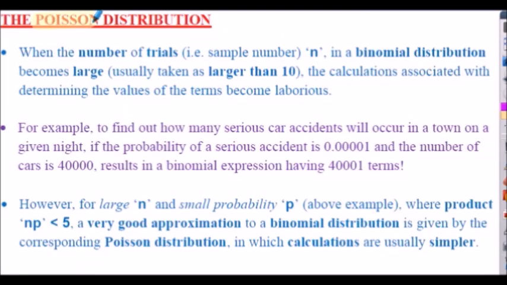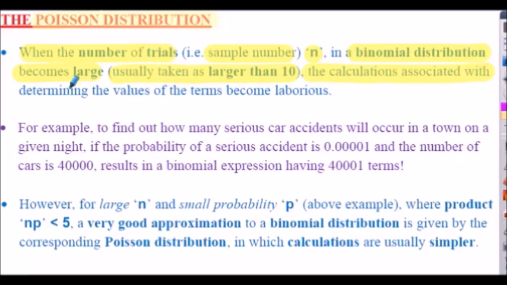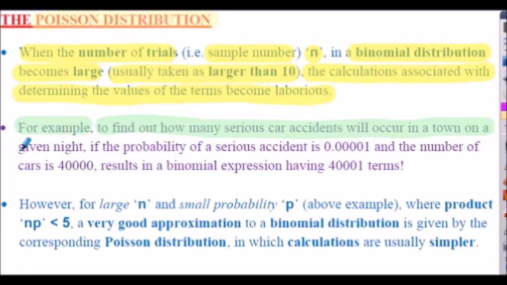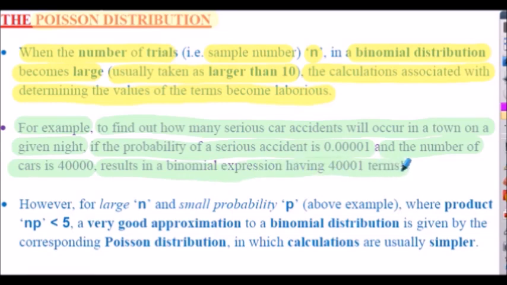Let's consider the Poisson distribution. So when the number of trials, i.e. the sample number, usually symbol lowercase n, in a binomial distribution becomes large, and that's usually taken to be larger than 10, the calculations associated with determining the values of the terms in the binomial distribution become laborious. For example, to find how many serious car accidents will occur in a town on a given night, if the probability of the serious accident is 0.00001 and the number of cars is 40,000, results in a binomial expression having 40,001 terms.